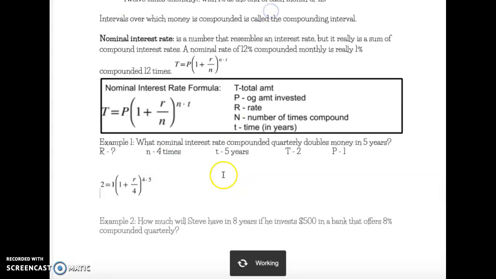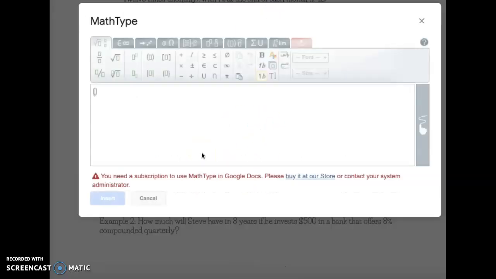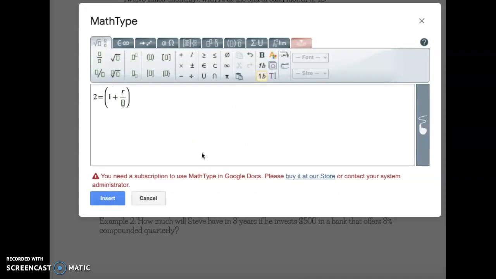I'm gonna put in a new equation so we can see what it looks like. So now we have 2 equals 1 plus r over 4 to the 20th. Well, I can simplify this. This is something we learned in algebra, so I'm not going to go over it real hard, but I can distribute this 20 into both of these numbers.